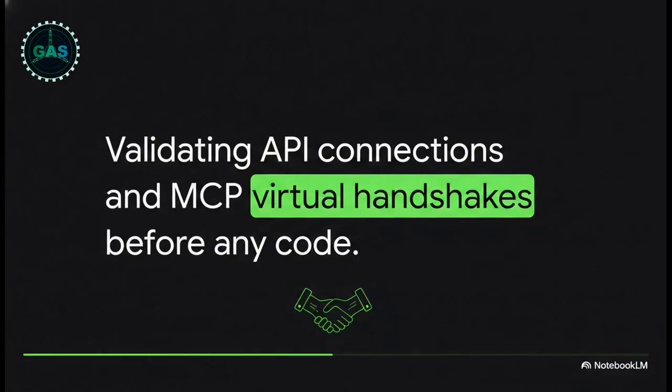Next up is the link step. Once the AI understands the blueprint, it needs to validate its tools. This phase ensures the system can actually communicate properly with apps like the Reddit or YouTube APIs, or your Supabase backend, before it writes a single line of code.